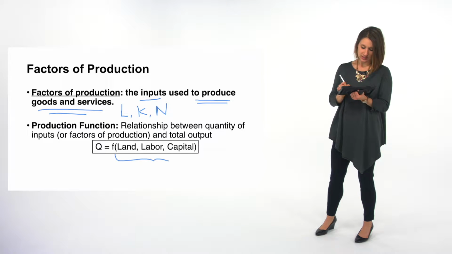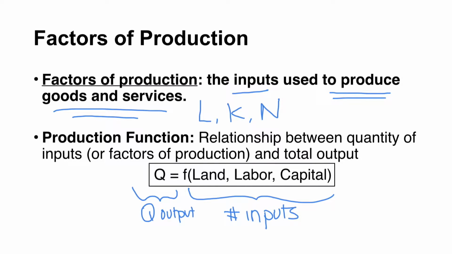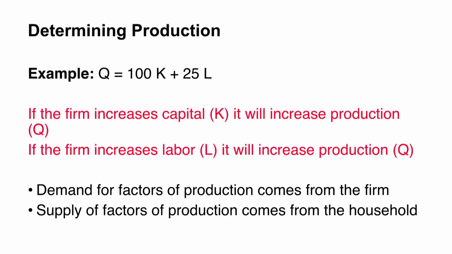So here we can see that the number of inputs that the firm uses is going to tell us and explain the quantity of output that they're able to produce. So what we want to analyze in this segment is how do we determine the amount of inputs that are going to be used in the market.